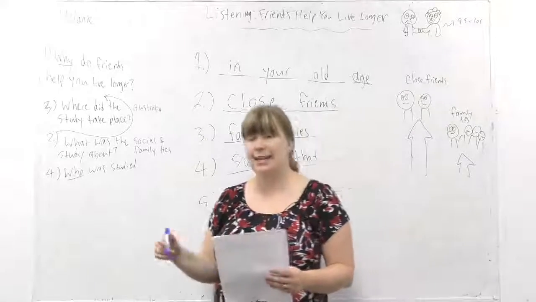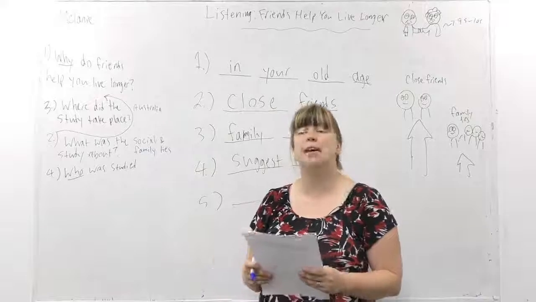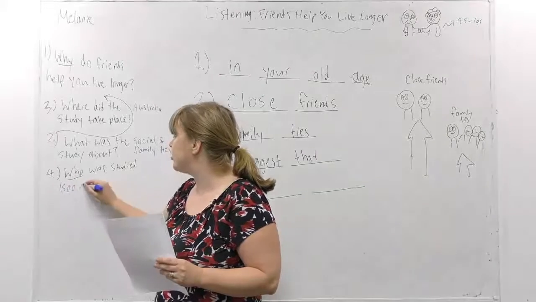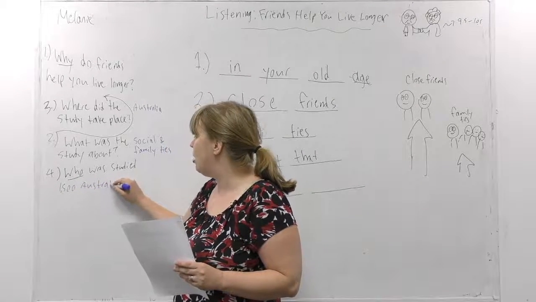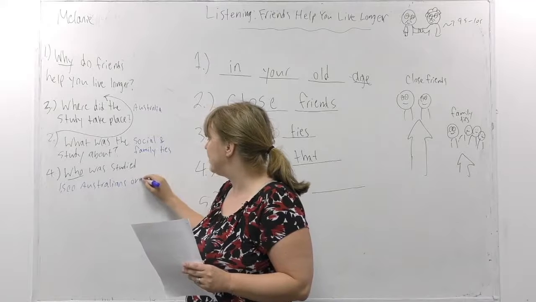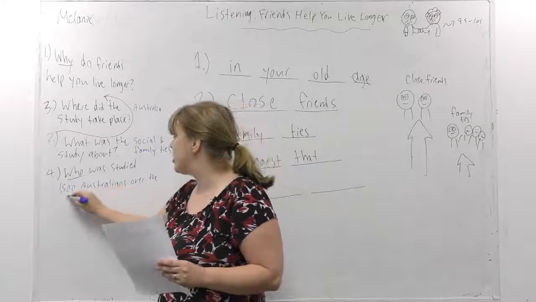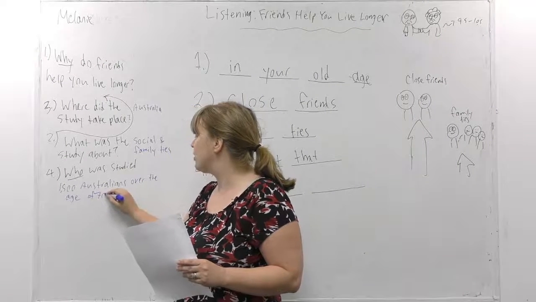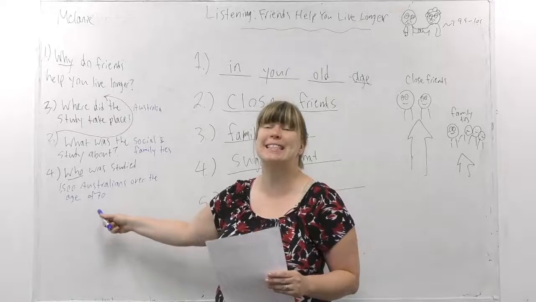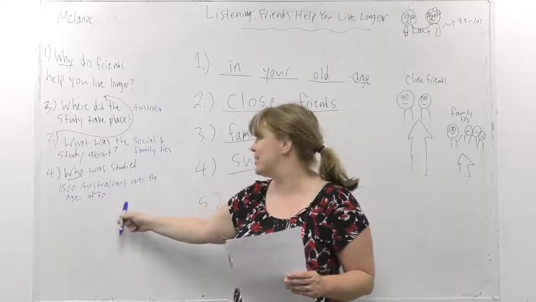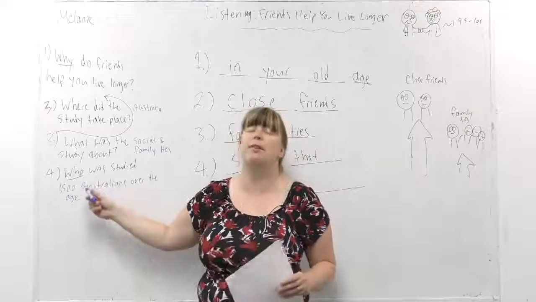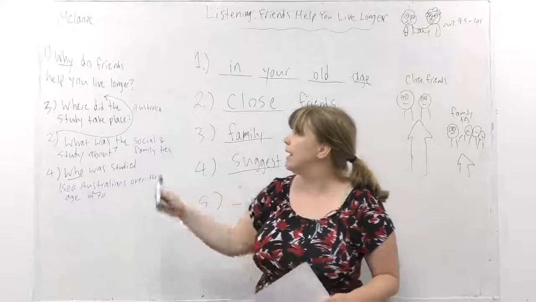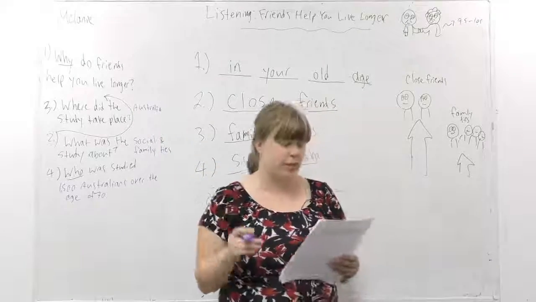Okay, somebody said Australians over the age of 70. Yeah, that's correct. Technically, 1,500 Australians over the age of 70. Over the age of 70. What do we call people who are around this age? We call them seniors. So they interviewed 1,500 senior Australian citizens, basically. Good. Okay. We're going to find out number one later, I think.